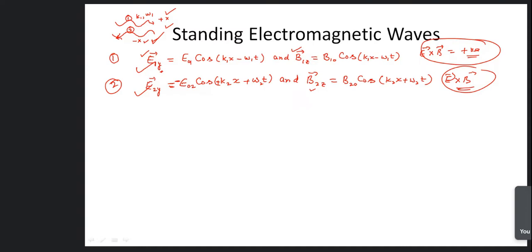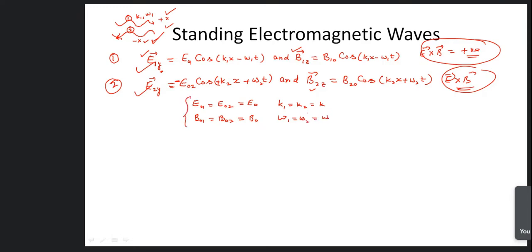And for our convenience, let us say that the amplitudes of both the electric fields for the waves propagating in the positive and negative directions are the same. Amplitude of the B field is also the same for both waves. K1 and K2 are also equal to K. Omega 1 is equal to omega 2, and that is equal to omega.